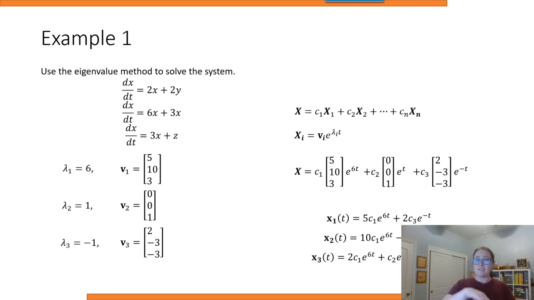So x1 is C1 times 5 times e to the 6t plus C2 times 0 e to the t plus C3 times 2 e to the negative t. So I just took the top value from each one of those to get my first solution, and so on, in the middle, and then the third. And then you can use initial conditions here if you're given any.